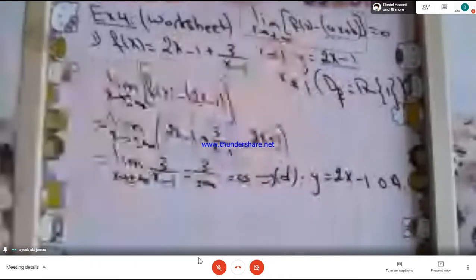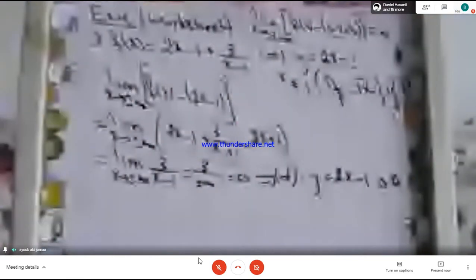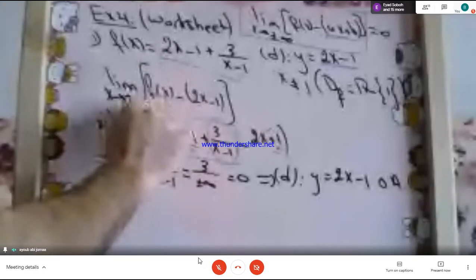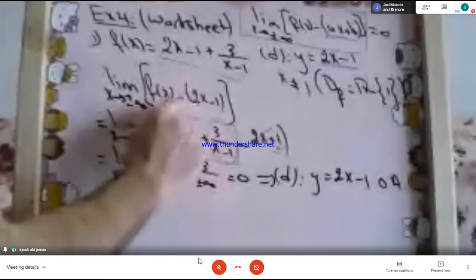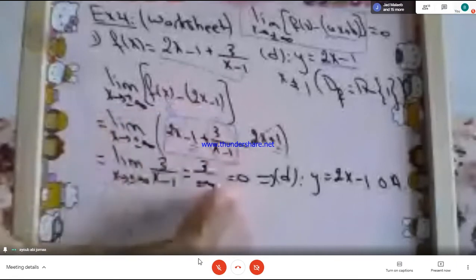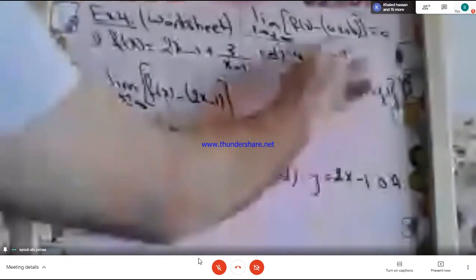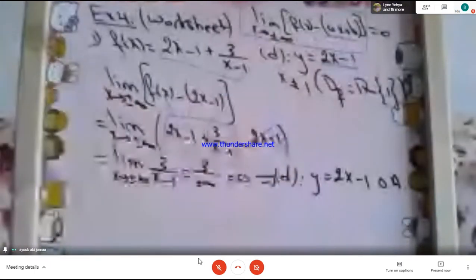according to this rule. Professor, when is it oblique? I understood, but when? If we have this limit of the function minus y of the line equal to 0. Okay, equal to 0. That is the rule. Okay, thank you.